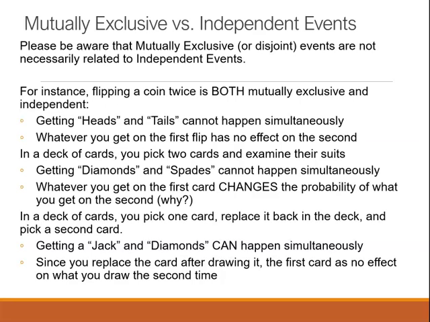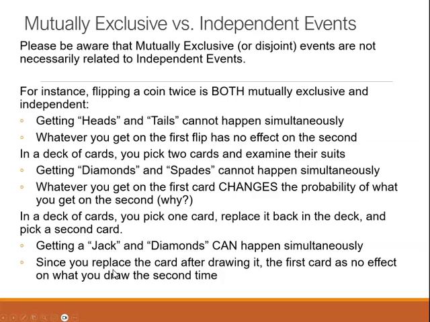But if, instead of drawing 2 cards and then looking at them, I draw 1 card, look at it, put it back, draw a second card, and look at it, now that's, again, still mutually exclusive if we're talking about 2 suits. But because I've replaced the first card before drawing the second card, it is now independent. Everybody's okay?